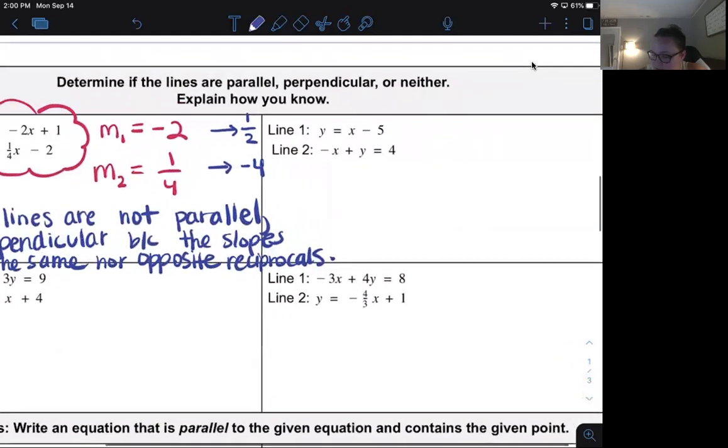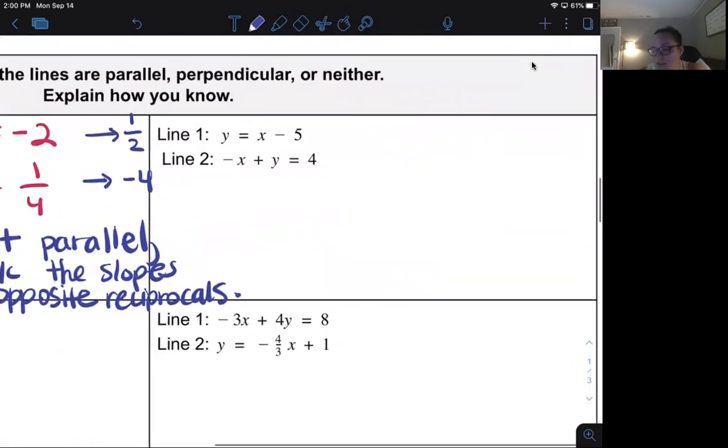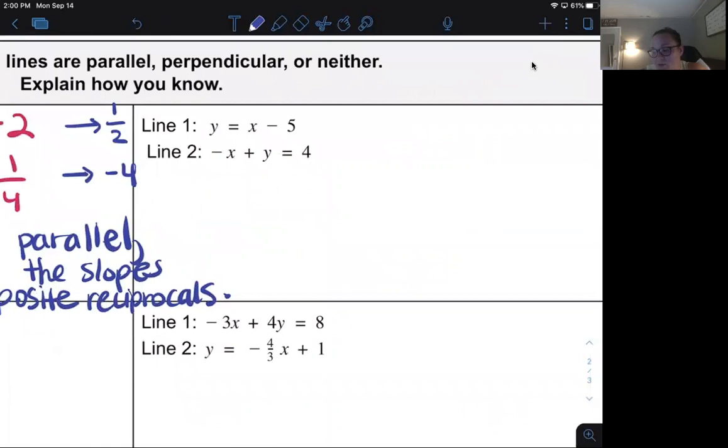So let's talk about the next example together. So we have line 1, y equals x minus 5, and line 2, -x plus y equals 4. So line 1 is in slope-intercept form. It's in y equals mx plus b form. I can easily tell what the slope of line 1 is. Line 1 has a slope of 1, because technically there's a 1 being multiplied by that x.